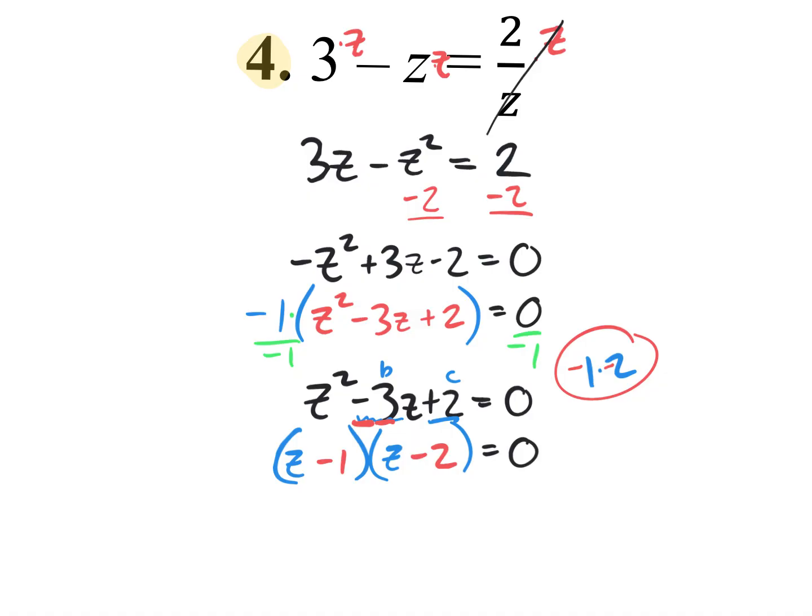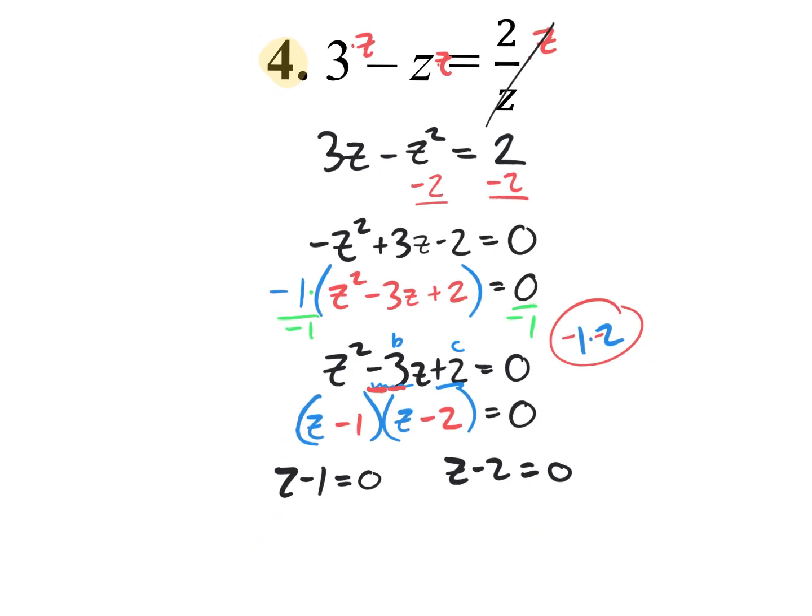Now, why would I do that? Because now that it's in factored form, something times something equals 0. You could say that that first something could be 0, so that z minus 1, you could set that equal to 0, and the z minus 2, you could set that equal to 0. We did this last semester, right? Where you factor, you split it, and you solve it using the zero product property. So now we could solve both, and we'll have our two answers.